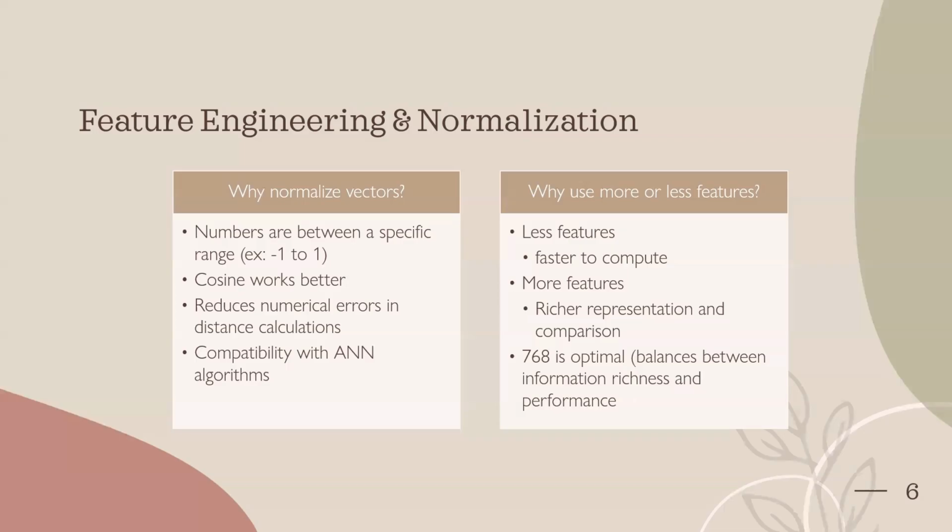And so a sweet spot would be a number of features in the middle, for example, 768 features. However, this could be tested to find an even more optimal number. And having a number of features that is sort of in the middle provides a balance between providing information that is more rich and accurate and overall query performance.